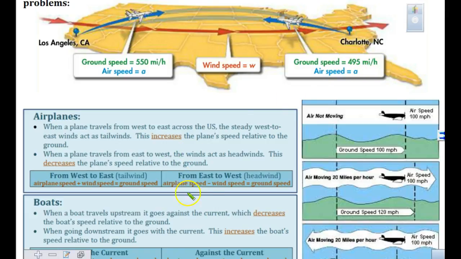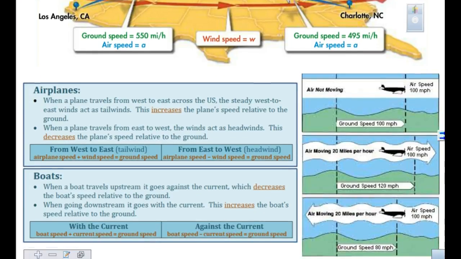So you're going with or against the wind, or with or against the current. Anyone ever gone canoeing or kayaking? If you're in a river and you're going against the current, you really have to work a lot harder than if you are going with the current. With the current, it's really nice. So when we look at these problems, we're going to look at them in terms of both airplanes, and then boats or anything that would go with the current and against the current.